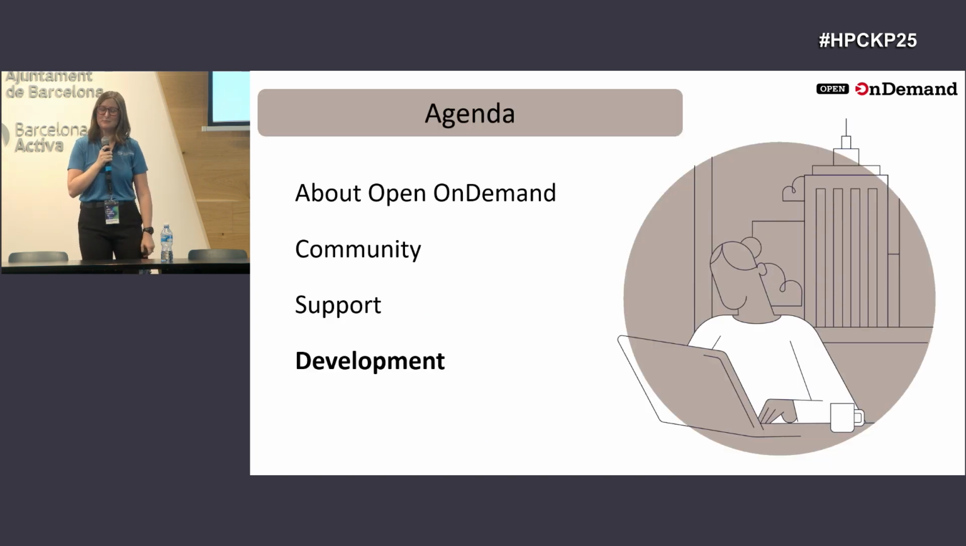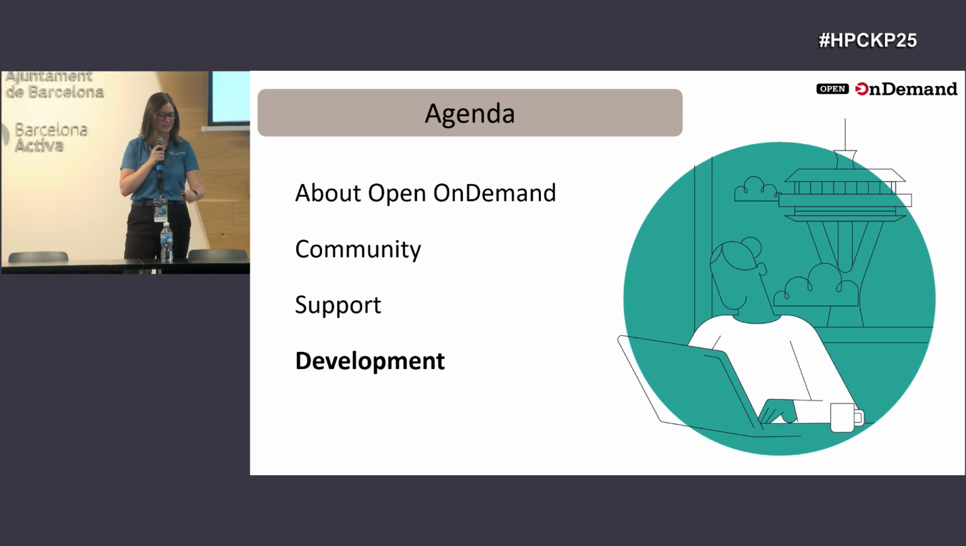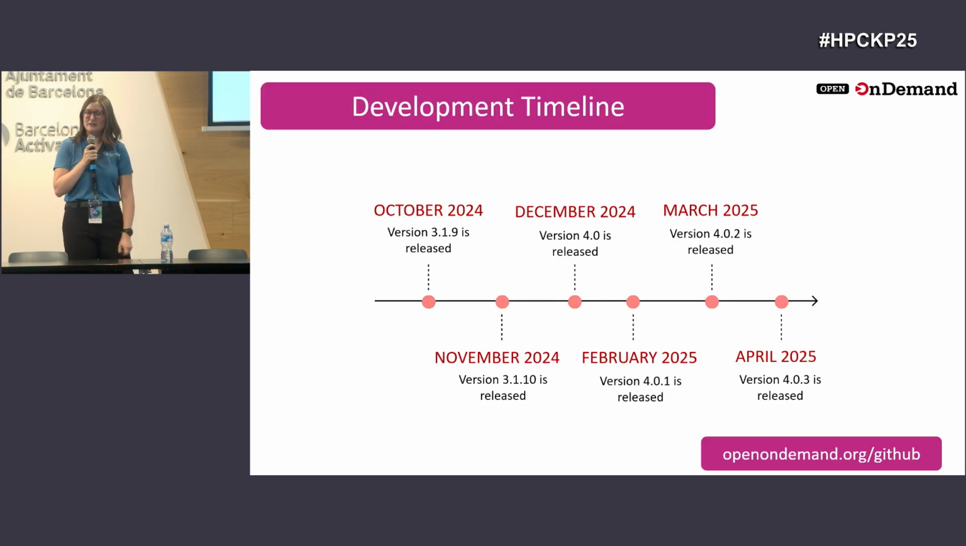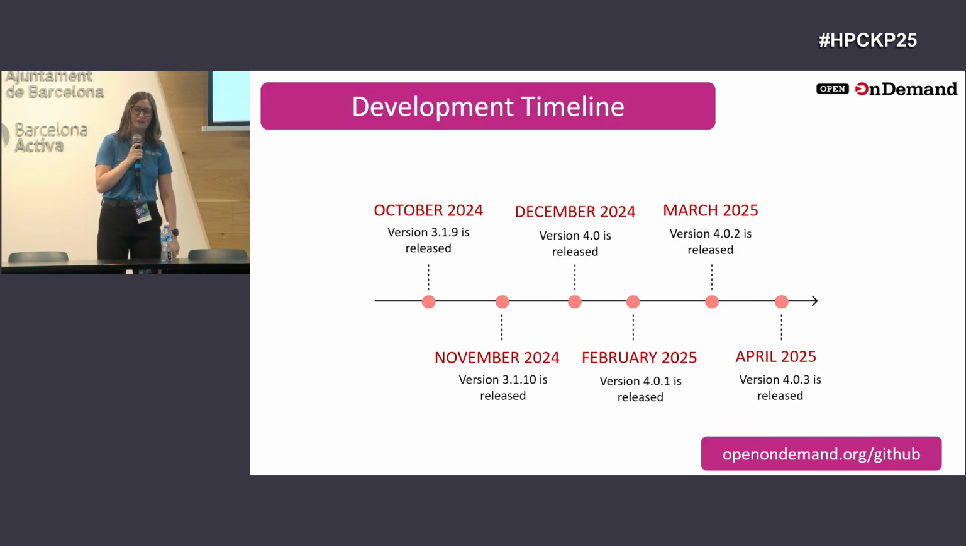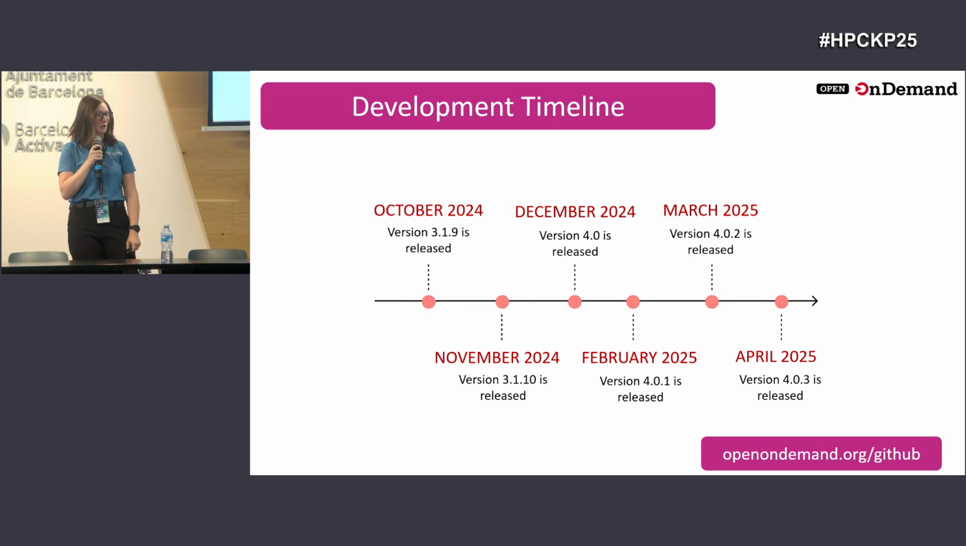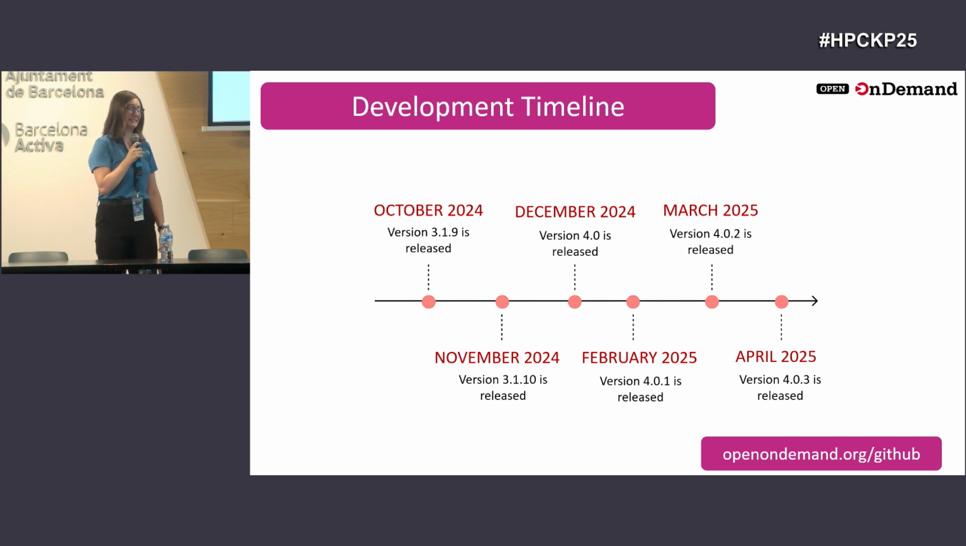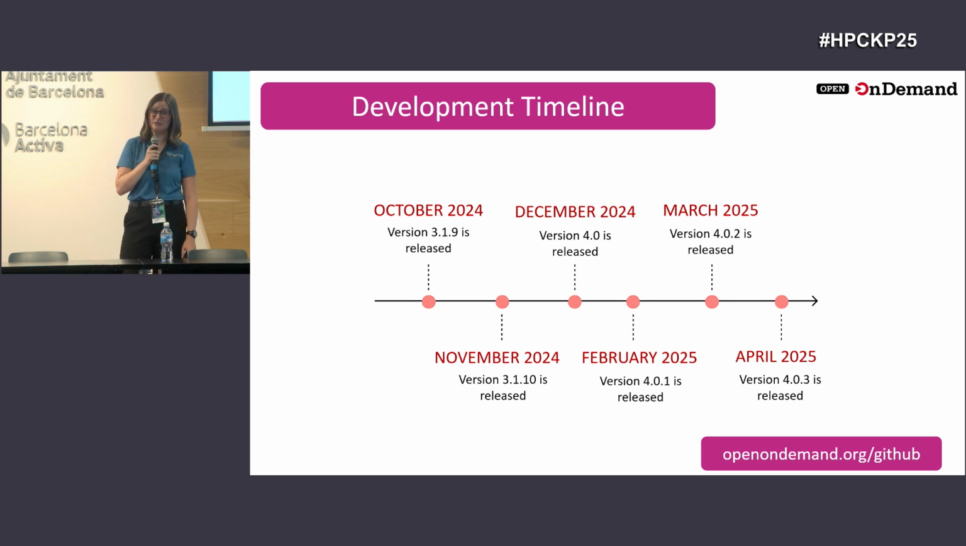So that's with support. The last thing I want to talk about a little bit is development. Here has been our development timeline with Open OnDemand. We have had, I believe, 5 patches since October 2024, with one major version released in December 2024, version 4.0.